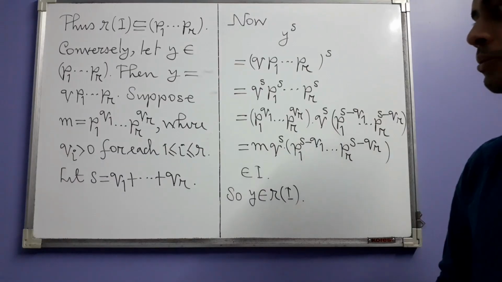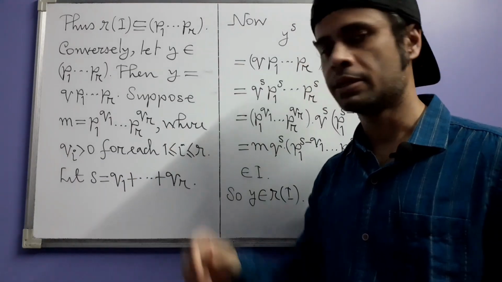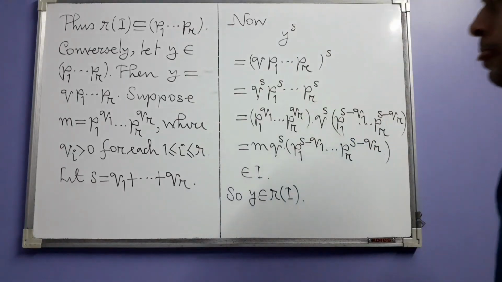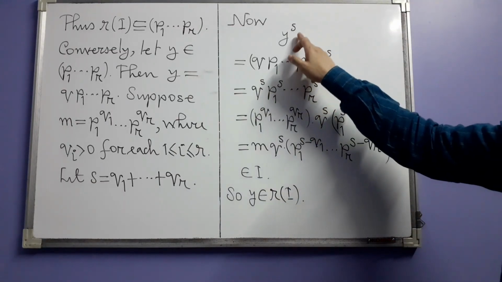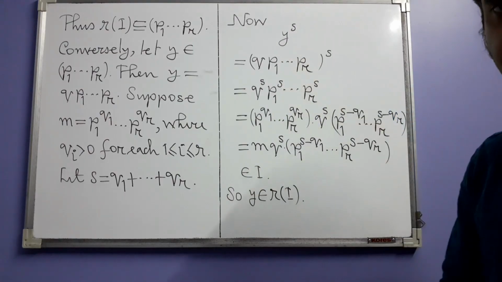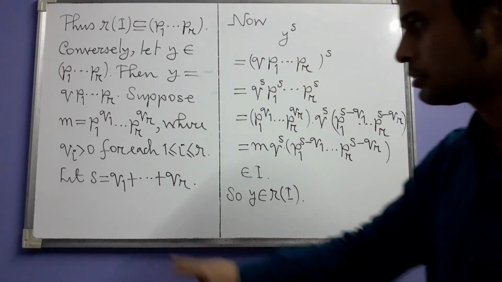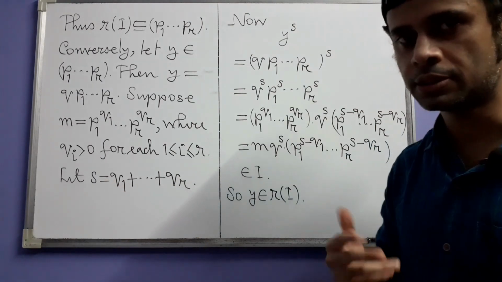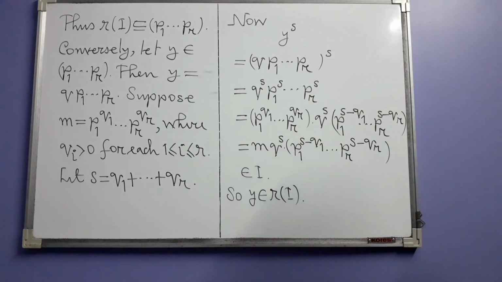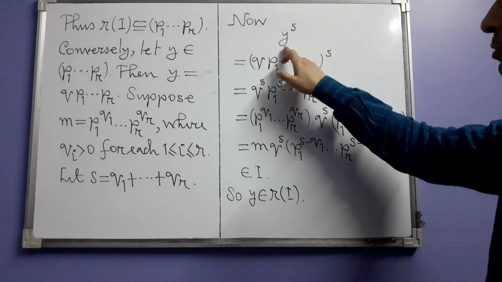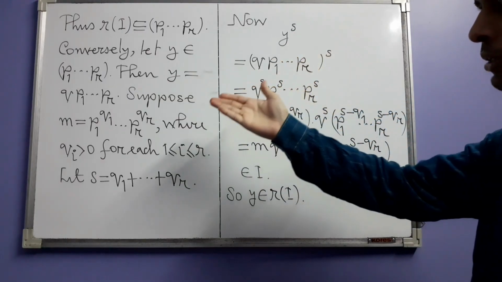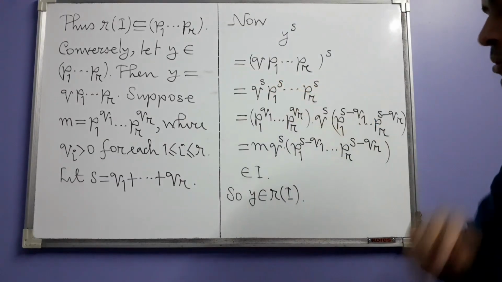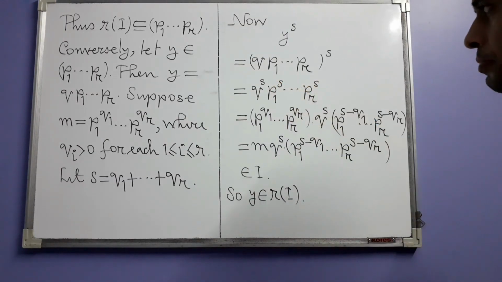Now next what we do, we consider the sum of these exponents, and we are calling it s. And then we take the power of y where the exponent is s. Note that just like the individual qi's, s of course itself is also a positive integer. So taking the s power of y means in place of y you are going to write this thing, and then s comes over each factor.